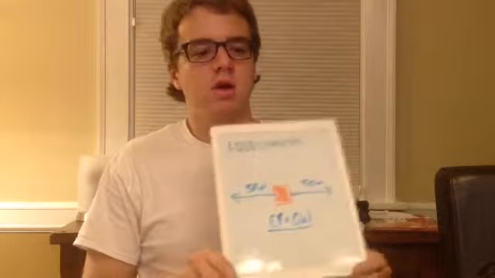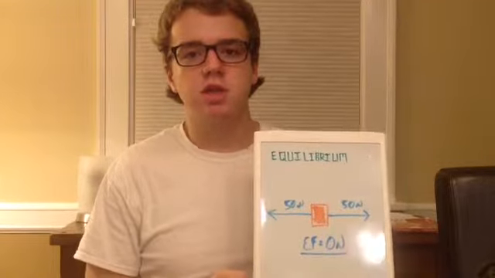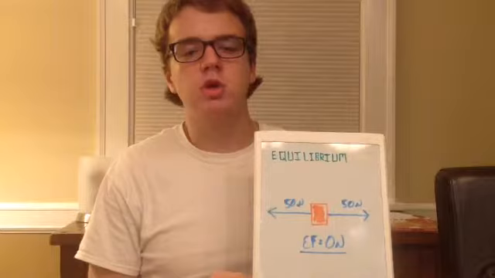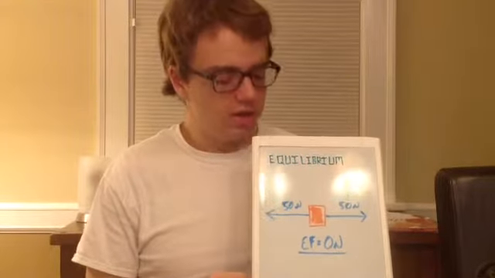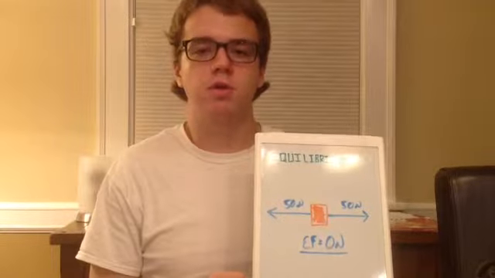The last term is equilibrium. Forces are special because they are vectors, which is a magnitude in a given direction. If two forces have the same magnitude and they're going in opposite directions, they cancel each other out. This is equilibrium. There are two different types of equilibrium. There is a static equilibrium, and there's also dynamic or kinetic equilibrium.